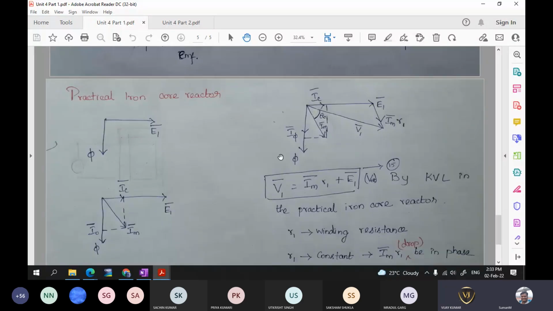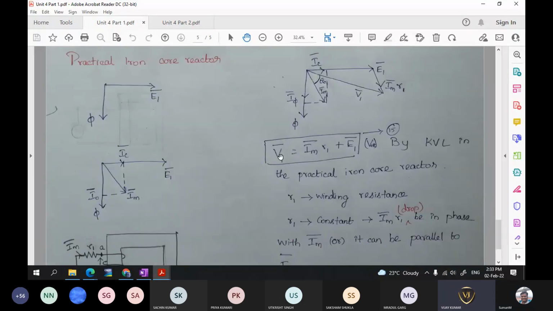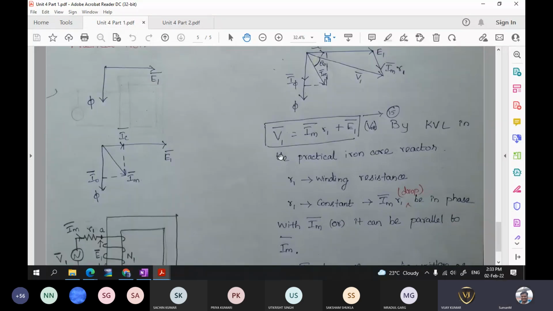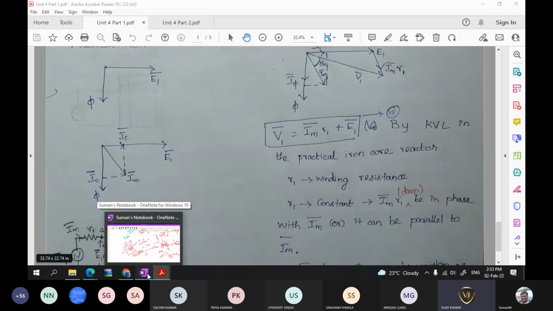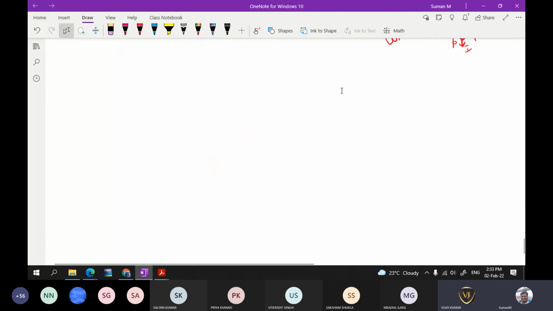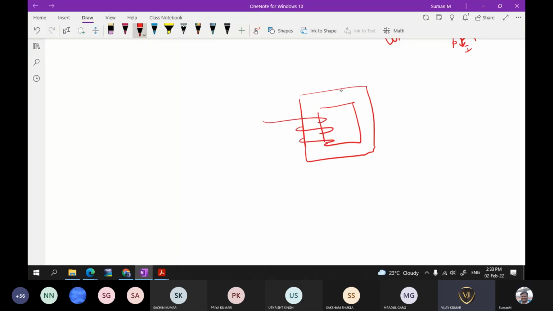Okay, so very simple losses which we can see in the very first thing are the core loss and copper loss, and there is one more loss, that is core loss. Now let us say that we are having a transformer. In this transformer, I hope you would be knowing about the hysteresis loop.